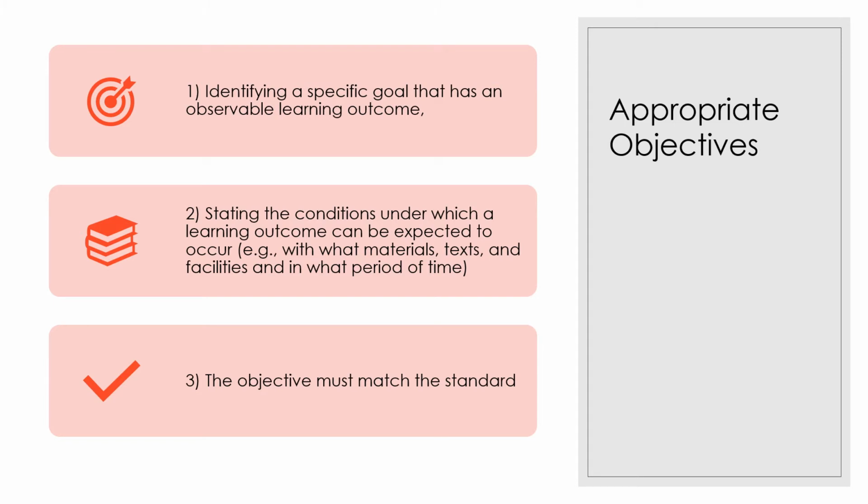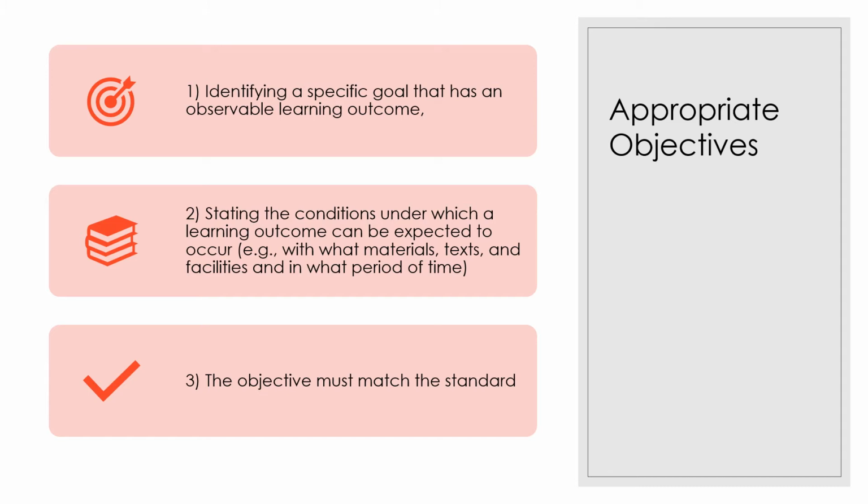So the first step is to choose your standard, and then the next step is going to be to create an objective based on that standard. So you're going to identify a specific goal that has an observable learning outcome. That means that you can actually see the kids doing it. So don't use words like learn or comprehend. We can't see kids comprehend. We can't see kids learn.